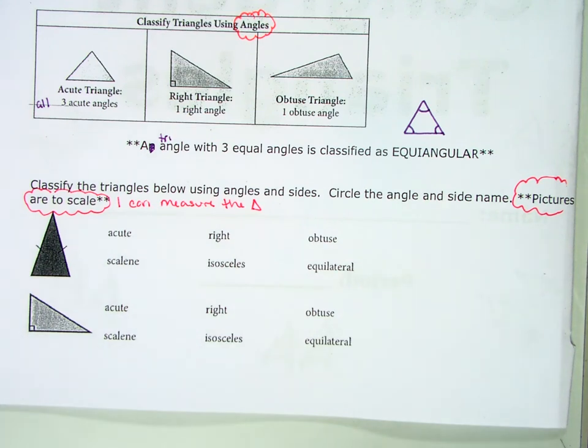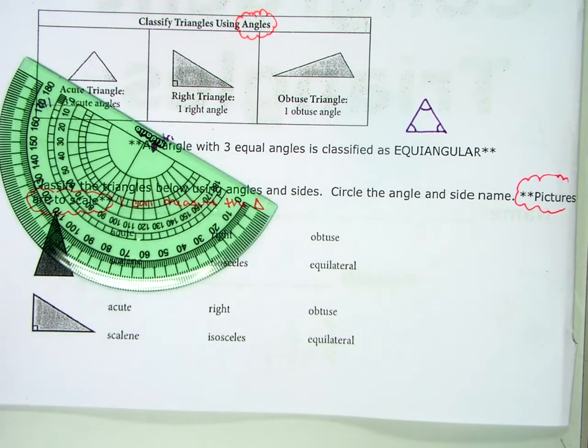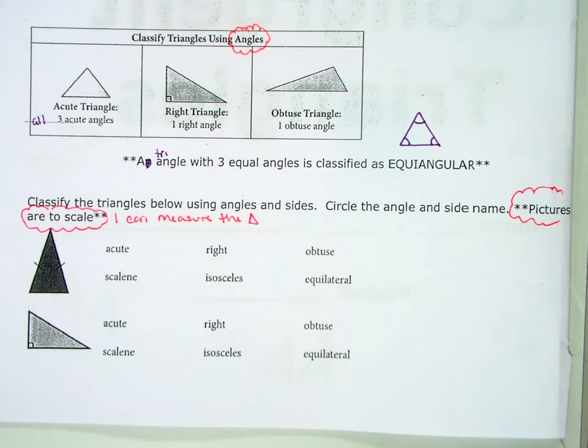If it says the picture is to scale, then you can assume that you can go back and actually use a protractor on it. You can actually use a ruler on it. But it has to tell you that the picture is to scale. If it doesn't say picture to scale, you can't measure it. You can't use your eyeballs and say, well, that looks like a right angle. Unless it says picture is to scale, or for a right angle, it would have to have the little box in the corner, right?